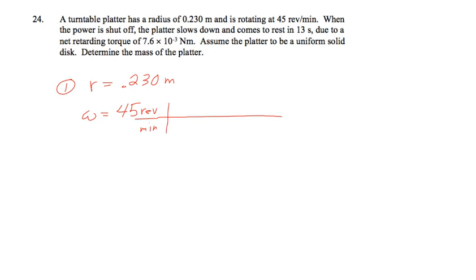So I'm going to go from revs to radians and minutes to seconds. 60 seconds in 1 minute. In 1 rev, 2 pi radians. So that comes out to be what? Like 4.71?